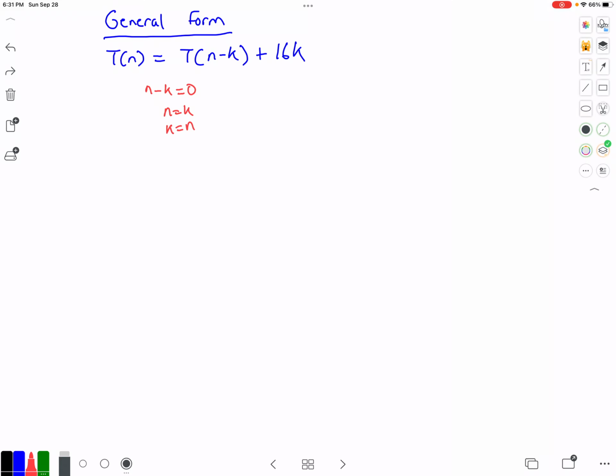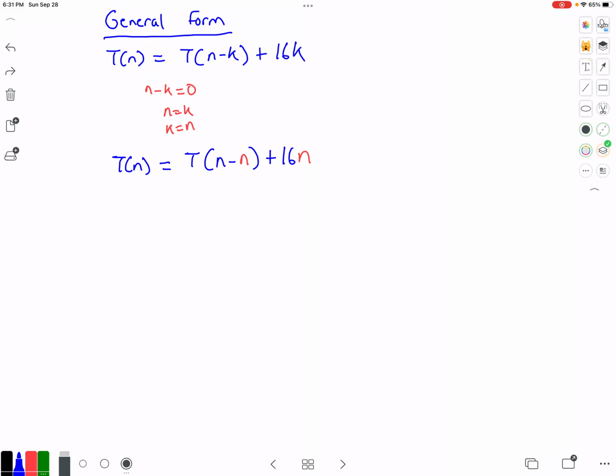All right. So now this also allows us to put this in terms of n. So let's rewrite our general form. So we get T of n is equal to T of n minus n, and I'm using that red color to show you where I'm substituting the variable n for k. And then we get plus 16 times n. Again, substituting the variable n for k.